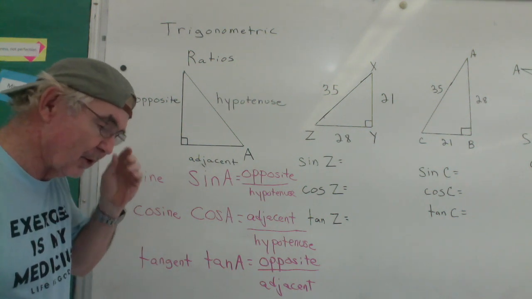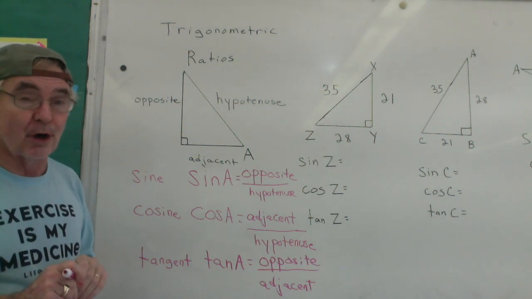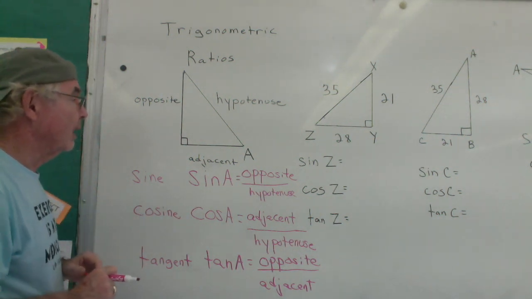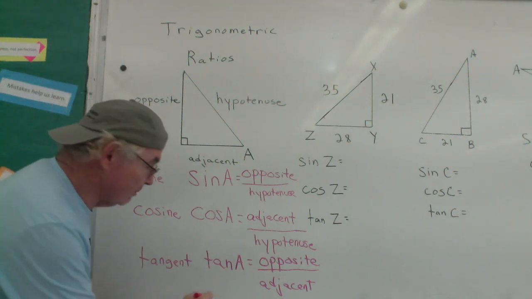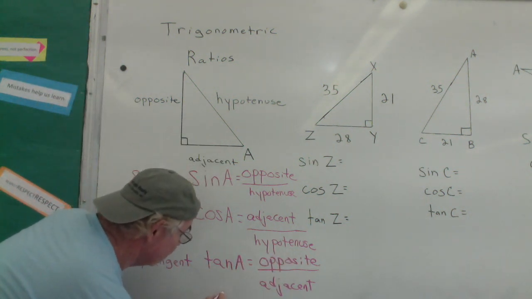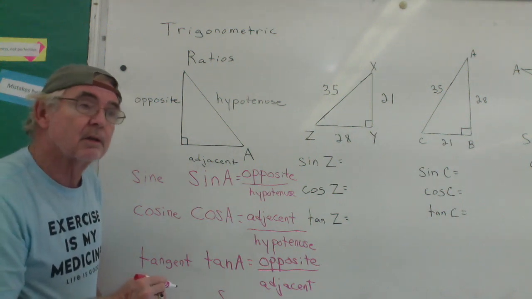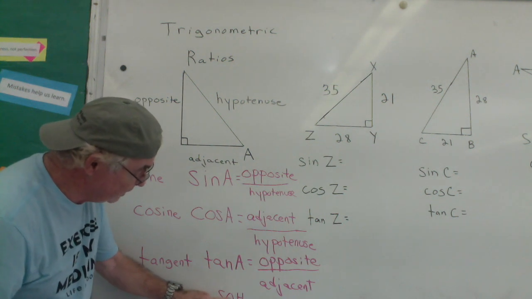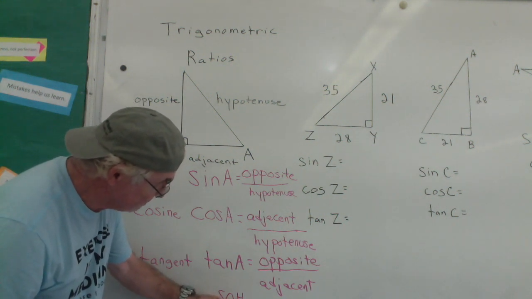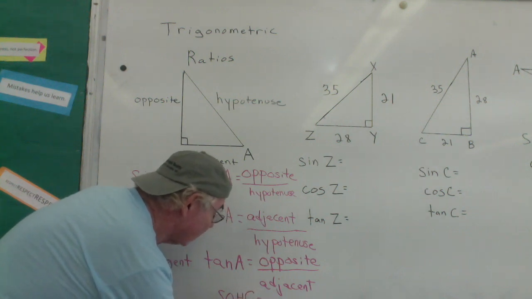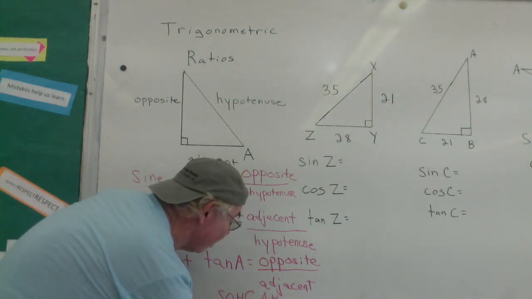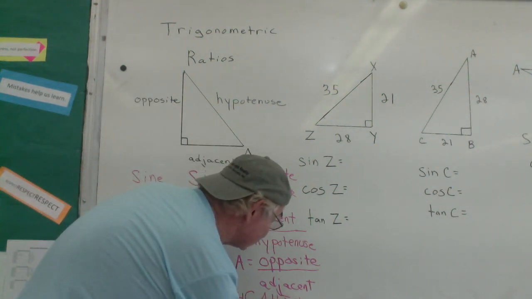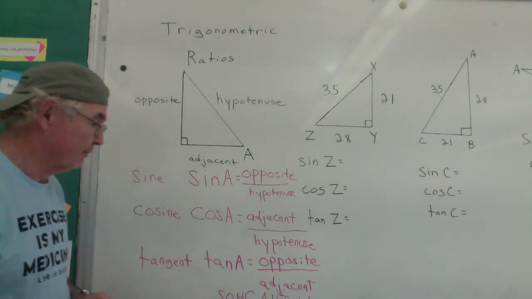Once again, there's expressions. There's one called Sohcahtoa, which you may like. It's abbreviated SOH. That stands for sine is opposite over hypotenuse. Cosine is adjacent over hypotenuse. And tangent is opposite over adjacent.